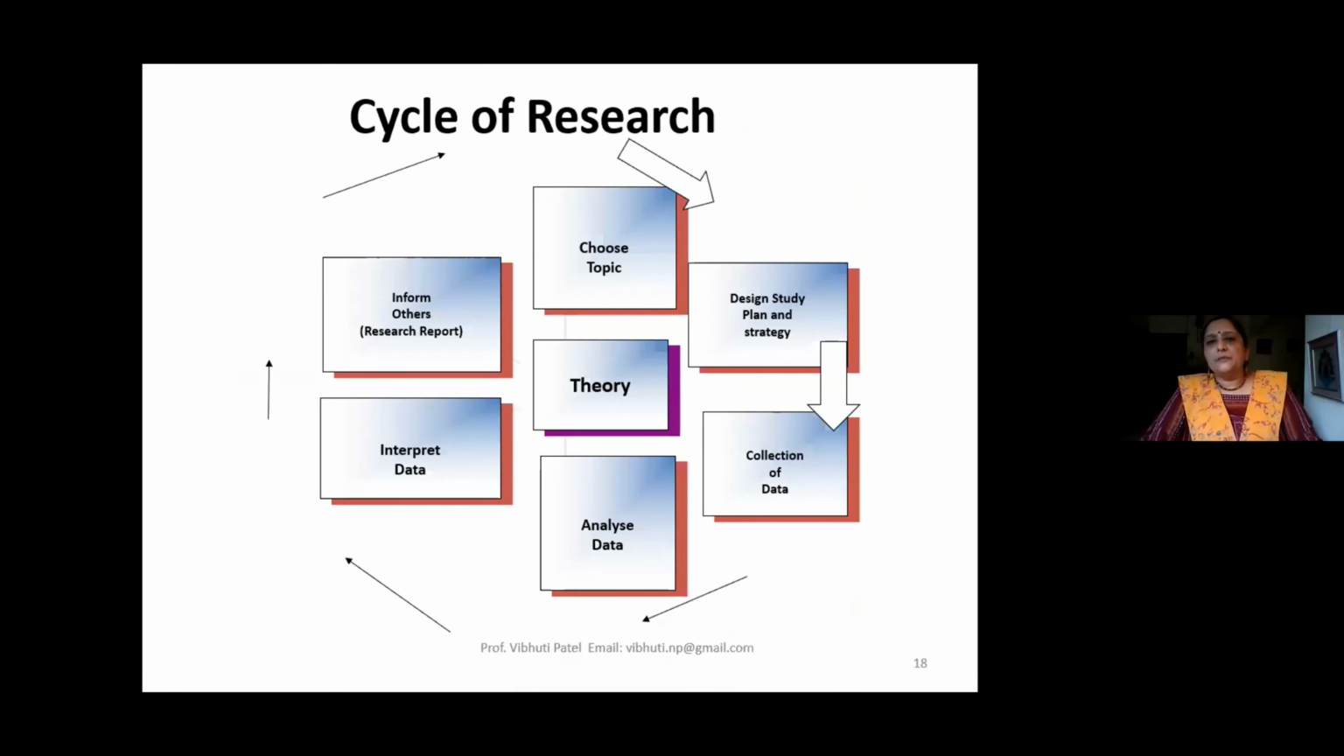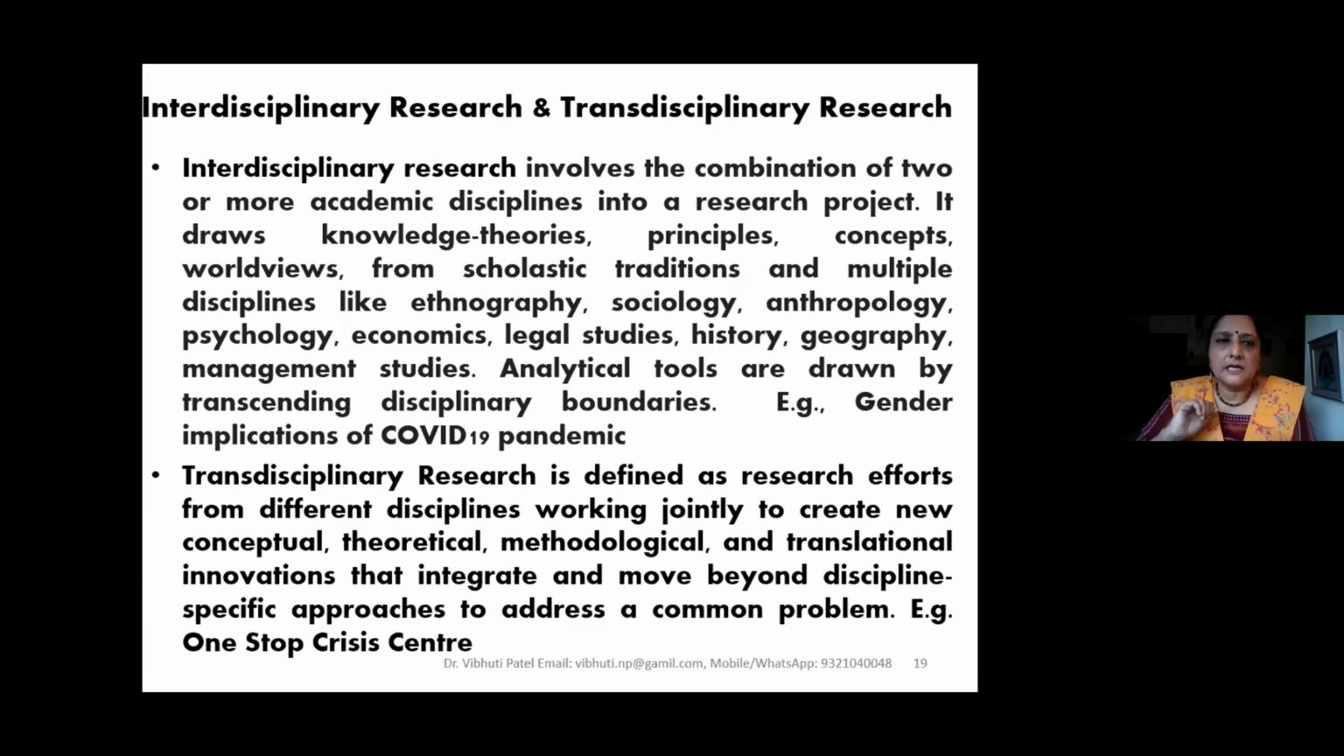So now I come to how we write the research paper, research proposal. First, research proposal, research paper, and dissertation. First, choose your topic, design study plan and strategy. Collection of your data is important. Analyze this data, interpret this data, and also share your first draft with peers who will give you constructive comments. So dissemination of your research you can also do with those whom you trust and whom you think will make very useful suggestions.